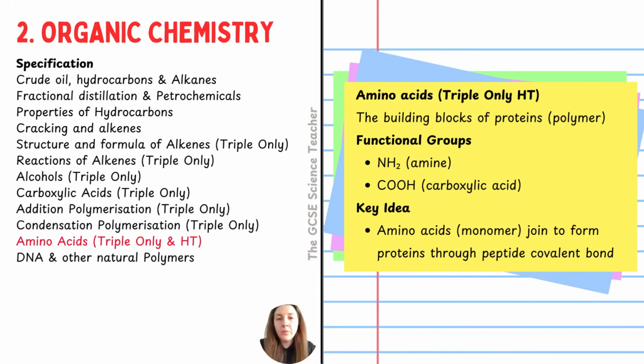The functional group of an amino acid is an amine group, which is NH2, and also a carboxylic acid group, COOH. A key idea here is that amino acids are the monomers, and they join together through strong covalent bonds called peptide bonds to make the protein chain.